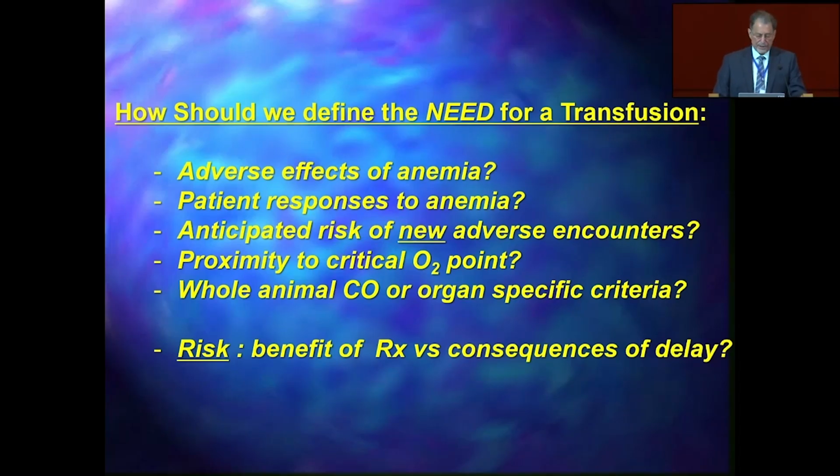In any case, I can't easily detect the critical O2 point, and so whole animal signals like cardiac output may be problematic. But is there something we can do with organ-specific signals, as I showed in the NIRS data? And then overall, perhaps what we're asking is not what threshold I should transfuse at, but what's the likelihood that whatever's going to happen in the next 2 weeks is going to tip this patient over that critical O2 point, and then it becomes a crisis.